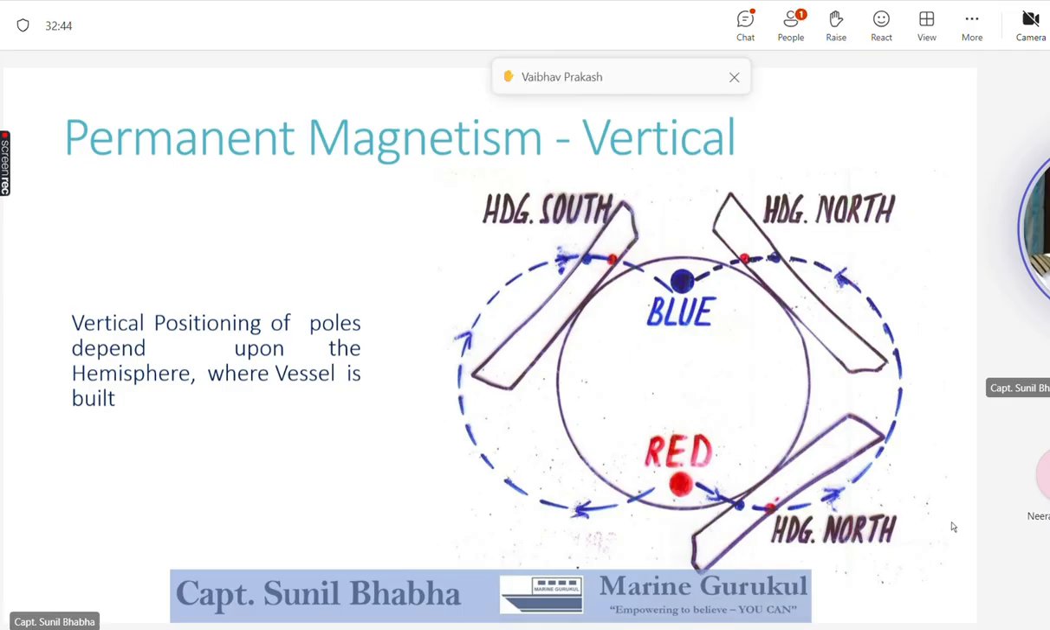Clear, beta? Go ahead with your doubts. Sir, this positioning of the vessel in northern or southern hemisphere will decide the overall positioning of the poles for the whole ship, or is it just for that particular deck, these red and blue poles? This will be for the complete ship, or just for some structure?